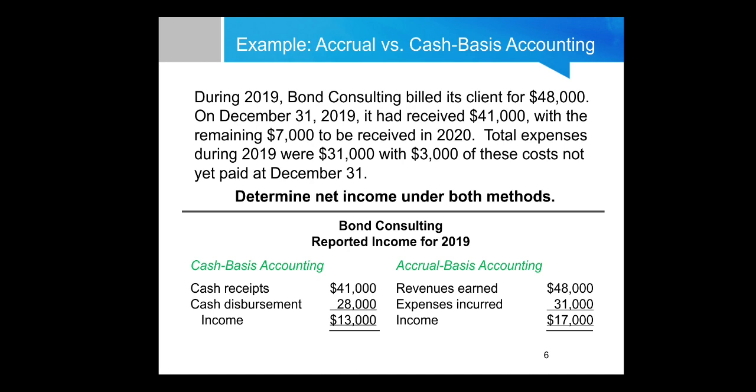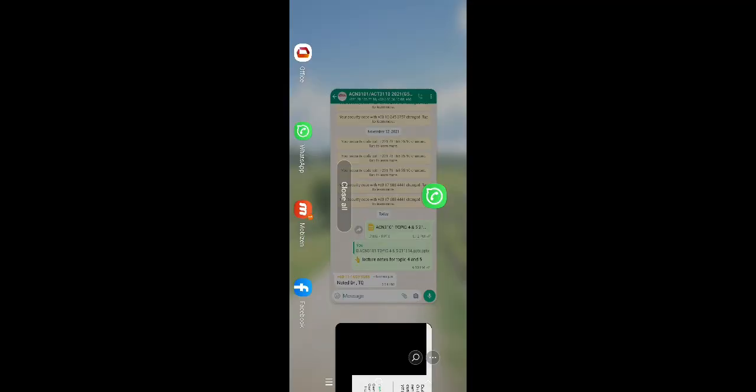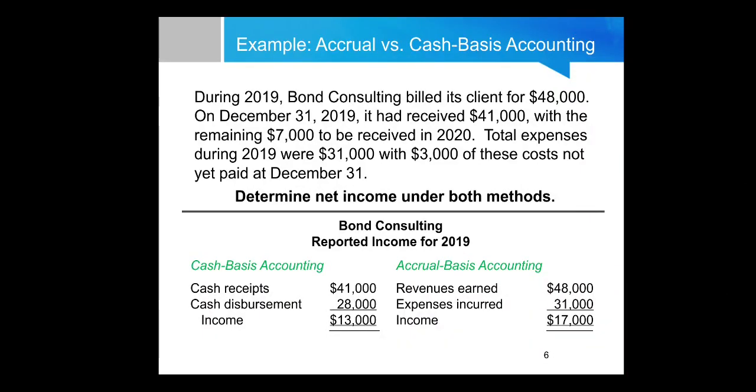Now, another question arises. Which method shows the most accurate profit, accrual basis accounting or cash basis accounting? The general answer to this question is this: accrual basis accounting shows the more accurate profit. The reason is that the accrual basis accounting shows more accurate profit because this basis shows the things that happen in one accounting period.